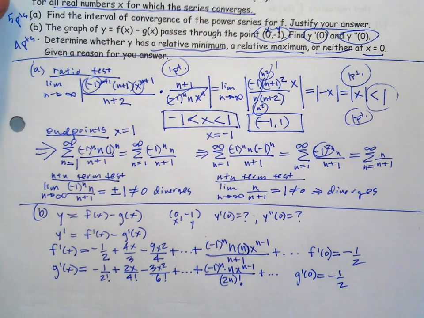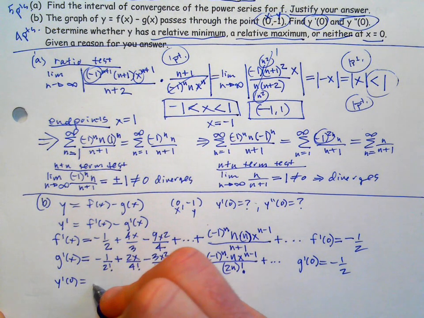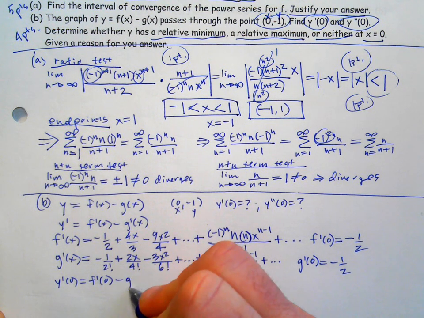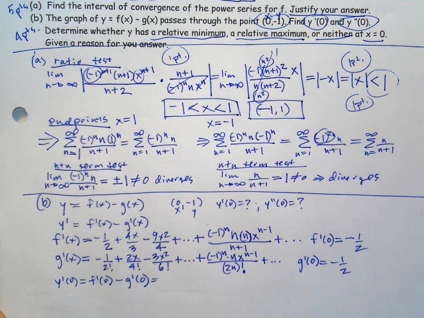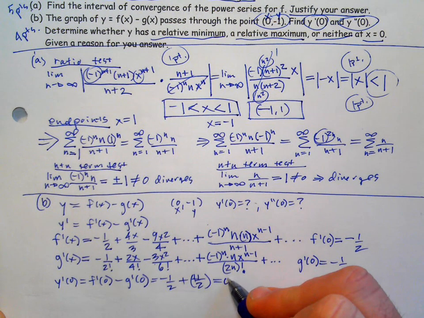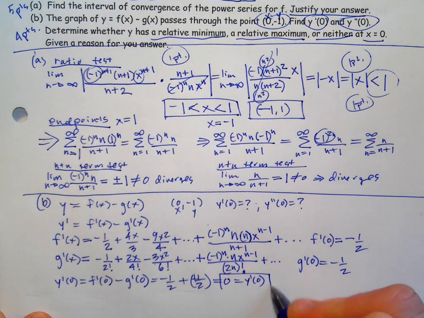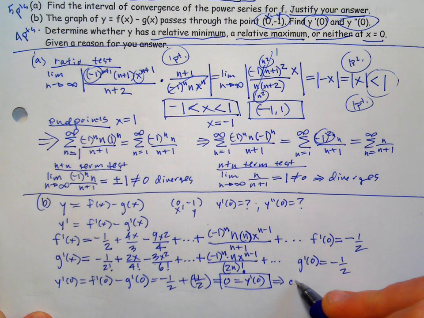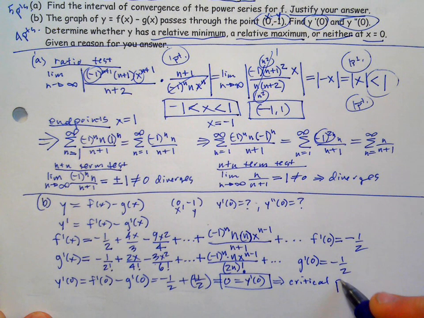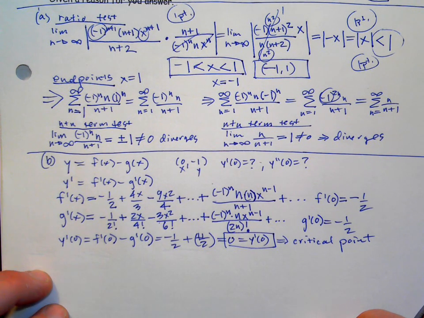Okay, that's not bad. All right, so now let's find y prime 0, which is going to equal f prime 0 minus g prime 0, which equals -1/2 minus -1/2, which gives you 0. So that's one of the answers they just straight out ask you for. But we also know that means that there's a critical point right here, which is probably going to be helpful for determining relative maximums and minimums. So far, just kind of a strange question.